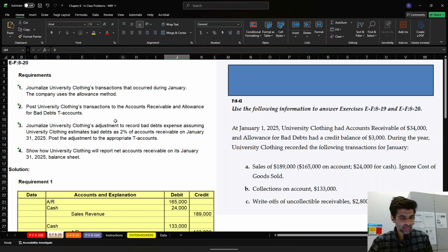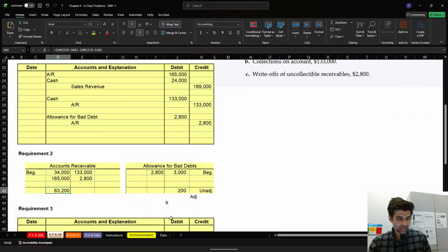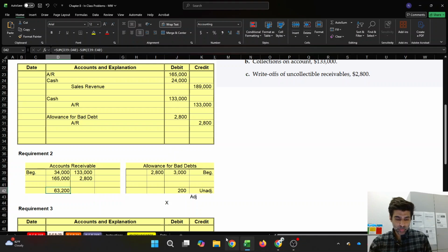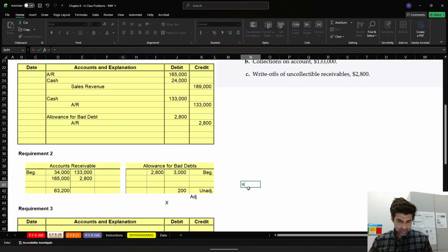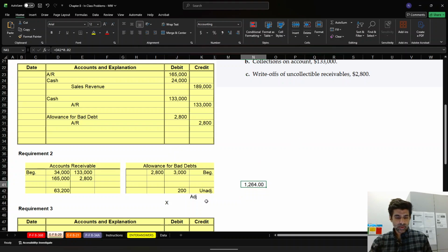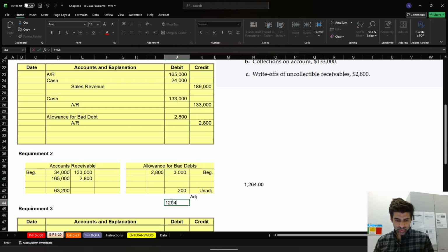Okay, so what this is saying is that we're assuming that the bad debts are going to be 2% of the accounts receivable. That means that whatever balance we have at the end of January, we're expecting that we're going to collect only 98% of it, and 2% of it is going to be written off. Okay, so what is the balance? 63,200, and what is 2% of that? Let's see. This times 0.02, 1,264. Okay, so that's going to be our target balance here.